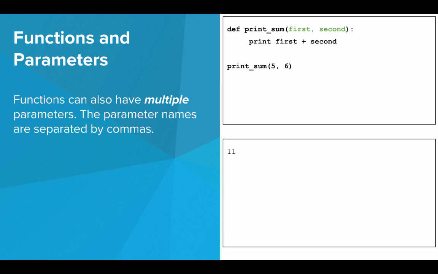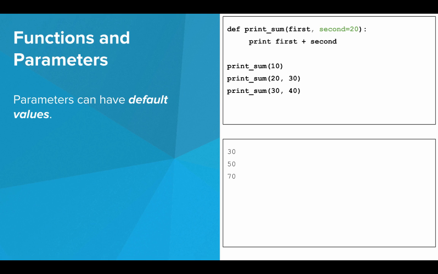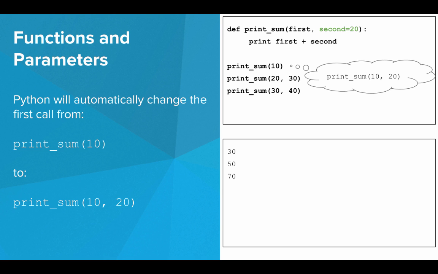Here's an example of a function with multiple parameters. The parameter names are separated by commas. When you call a function like this, you provide arguments, in this case 5 and 6, in parentheses, separated by commas. Parameters can have default values. Notice that inside the parentheses of print_sum is what looks like an assignment statement. This says that if the second parameter's value is not provided by an argument, it should just be 20 by default. In other words, Python will automatically change the first call from print_sum(10) to print_sum(10, 20).